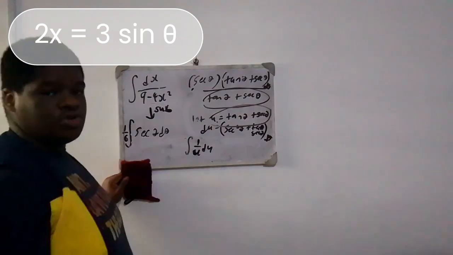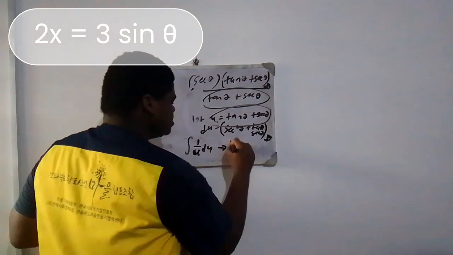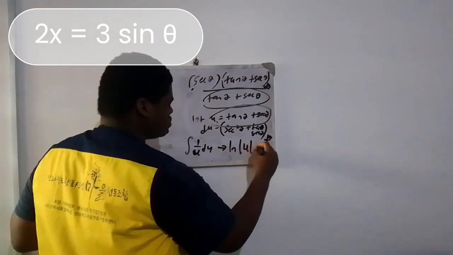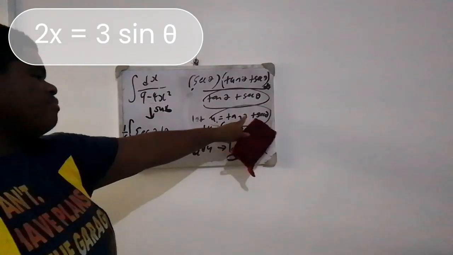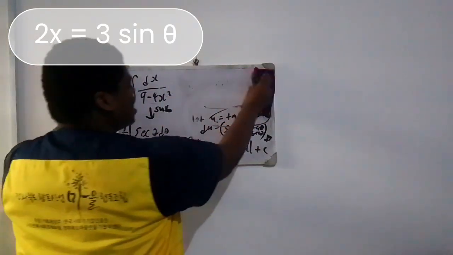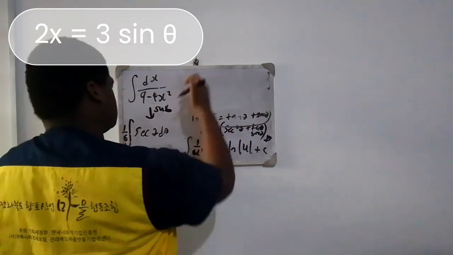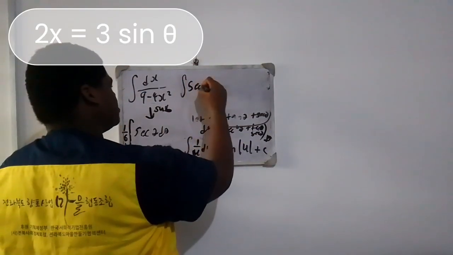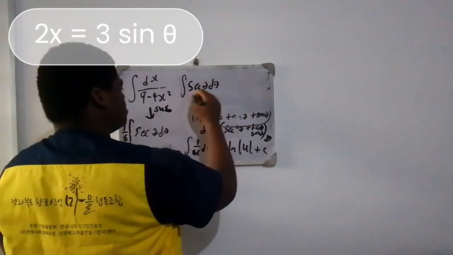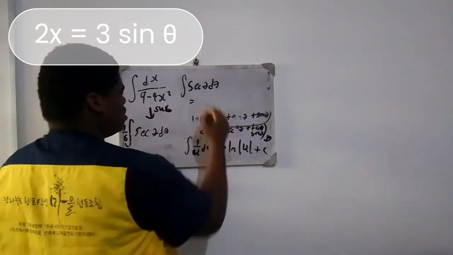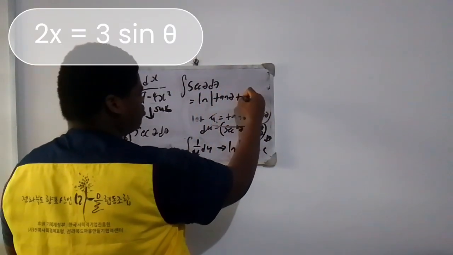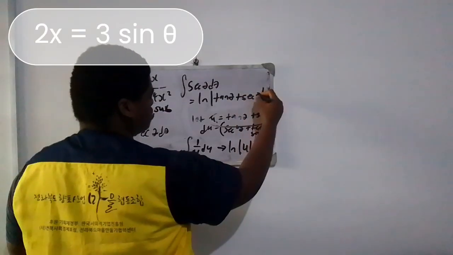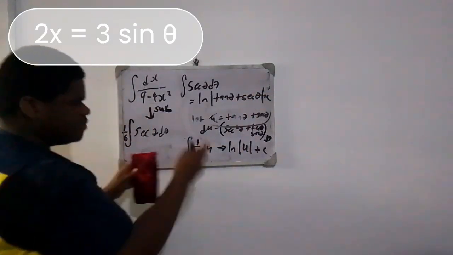Now what's the integral of 1 over u du? This is the same thing as the natural log of the absolute value of u plus c. Now what's the value of u? u is equal to tan theta plus sec theta, and that's all we need basically. Now the integral of sec theta d theta is equal to the natural log of the absolute value of tan theta plus sec theta plus c. This is basically all we needed.